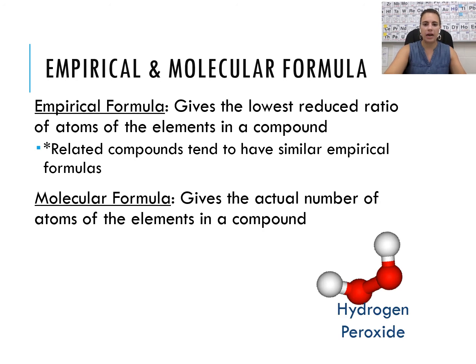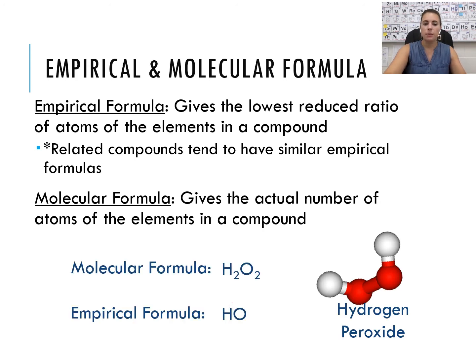So for example, if we look at hydrogen peroxide, its molecular formula is H2O2 because in one molecule of hydrogen peroxide, we have 2 hydrogens and we have 2 oxygens. But its empirical formula, the lowest reduced, each of those is divisible by 2, so I get HO. So what that means is its ratio is 1 hydrogen to 1 oxygen, which is true of H2O2. There's still 1 oxygen for every 1 hydrogen. So any compound that has an empirical formula of HO has to have a 1-to-1 ratio of hydrogen to oxygen.